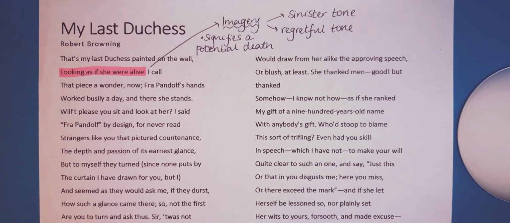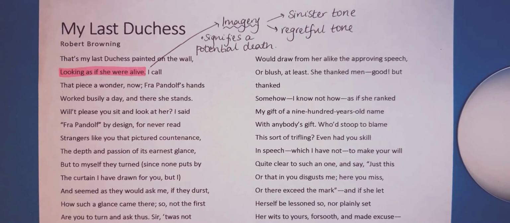So at the start of the poem, we don't really know if the Duchess is alive or not. And we can just think about it when it says, "that's my last Duchess painted on the wall, looking as if she were alive." It just signifies a potential death. And we can zoom in on a sinister tone and a regretful tone. So that's the first quote that I would pick.